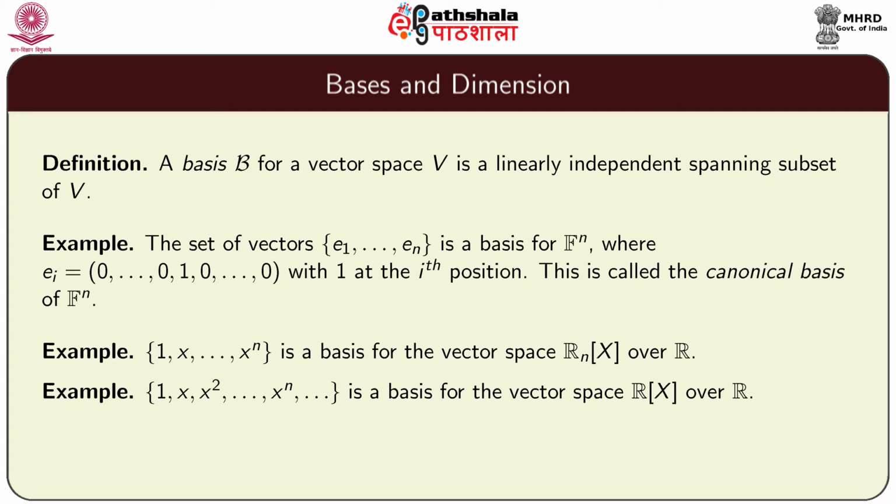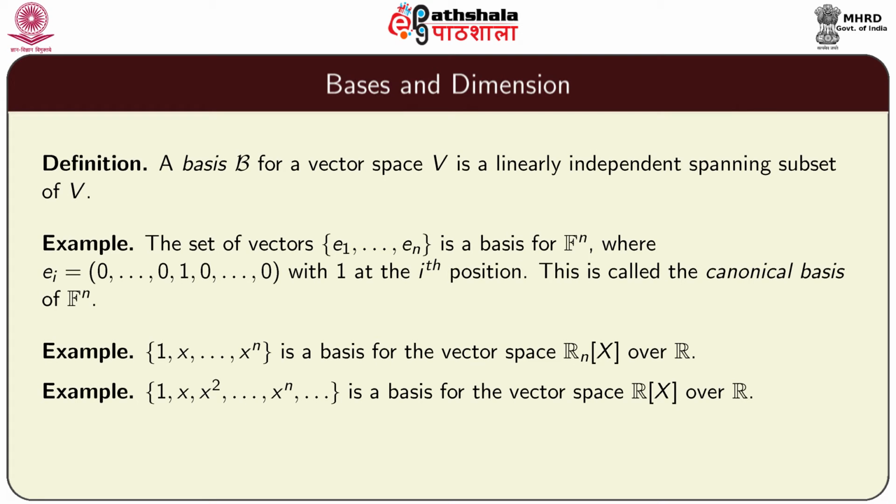The vector space R_n[x], that is the vector space of all polynomials with real coefficients whose degree is at most n, we have already seen that it is spanned by the set 1, x, etc. up to x to the power n. What is important is that this set is also linearly independent.